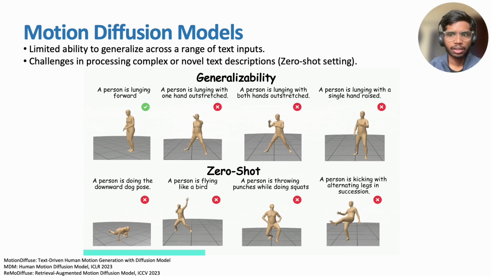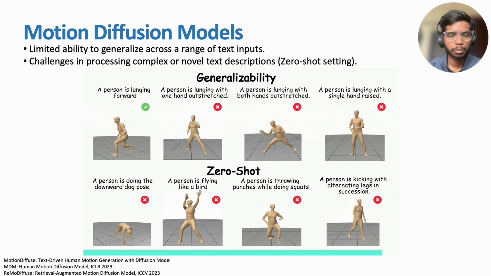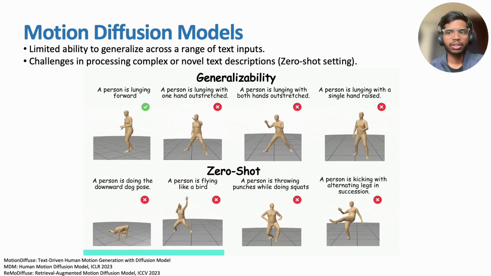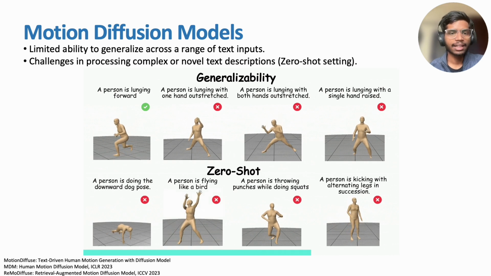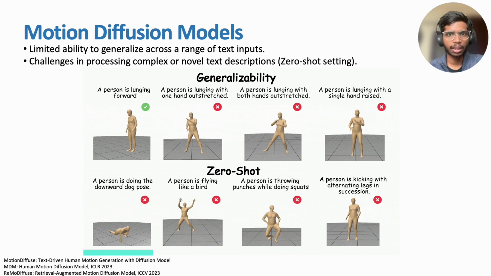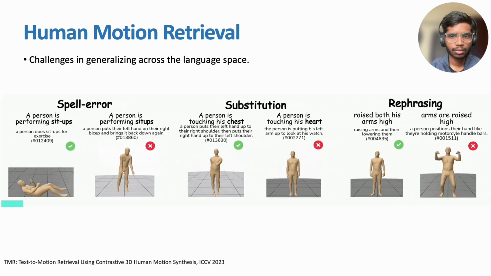Text-driven human motion generation has seen significant progress, with diffusion models excelling at generating high-quality motion sequences for familiar text descriptions. However, they struggle with complex or unseen inputs, highlighting the need for strategies like retrieval augmented methods to enhance the adaptability and performance. Retrieval augmented generation involves enhancing generative models by incorporating external knowledge retrieved from relevant data sources. This technique improves the accuracy, contextual relevance, and reliability of the generated outputs.